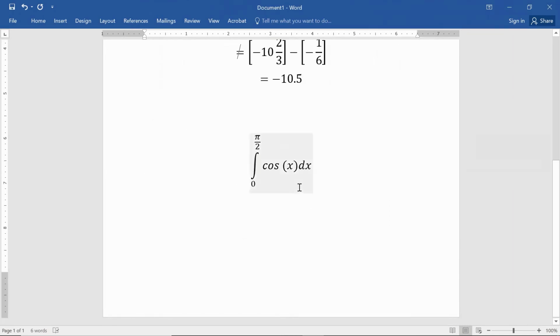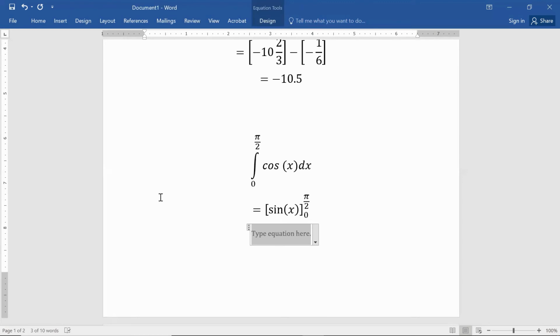How about cosine of x integrated from 0 to pi over 2? Let's go ahead and do that one. The antiderivative of cosine x is positive sine x. We're going to be integrating that between 0 and pi over 2. That means I can plug in pi over 2 into the sine function and then subtract what I get when I plug in 0 into the sine function.